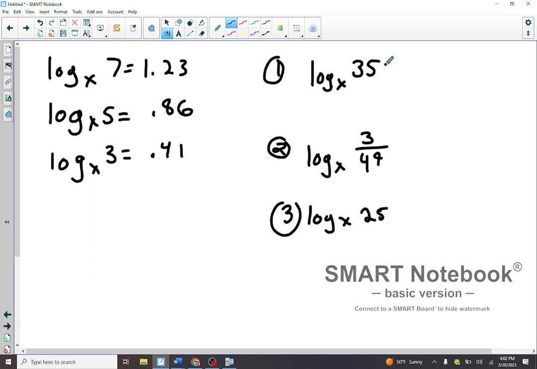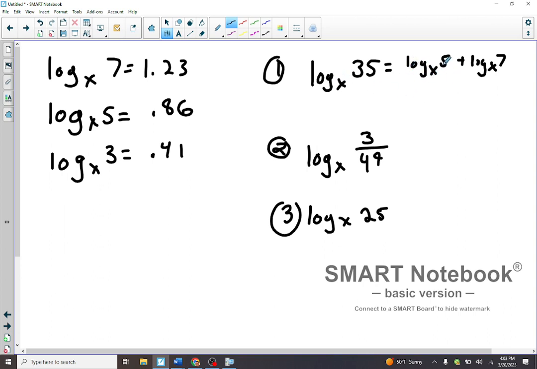So I'm forced to rewrite this in things that I know. Well, I know log base x of 35 is the same thing as log base x of 5 plus log base x of 7, because I can expand the logs and multiply them. So the question is, what is log base x of 35? And you just write the 5 and the 7? Well, that's not giving me the answer. I want to know what it actually equals.